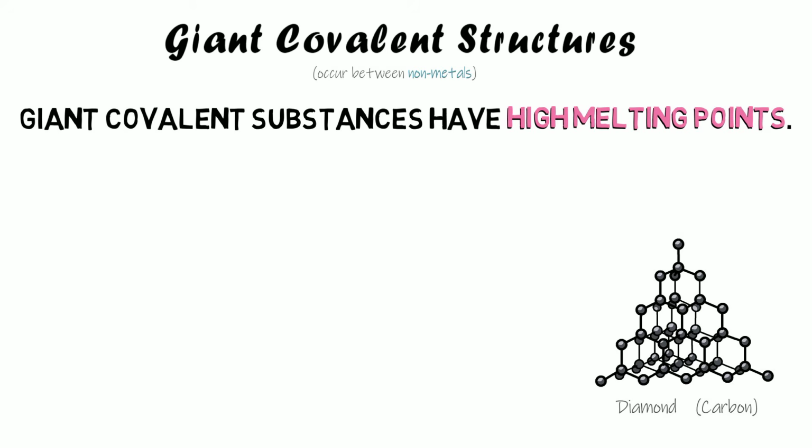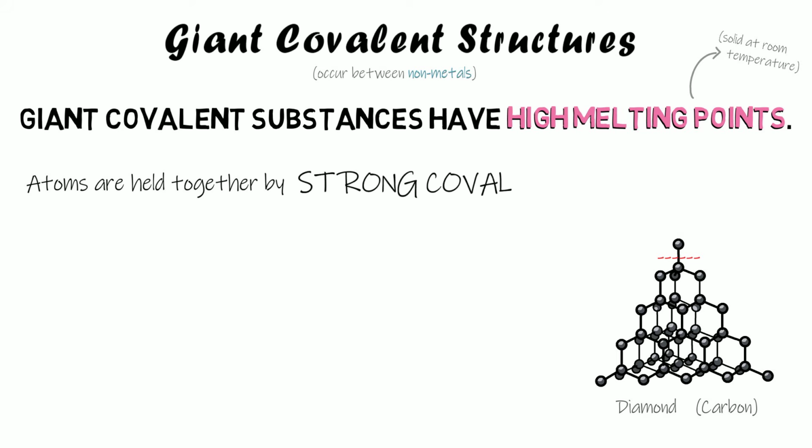These have high melting points. So unlike most covalent compounds or elements, which have low melting points, these have high melting points, and that means they're going to be solid at room temperature. The reason they have higher melting points is because we've got covalent bonds holding together individual atoms, and the red line shows you where you would need to break those in order to melt it.